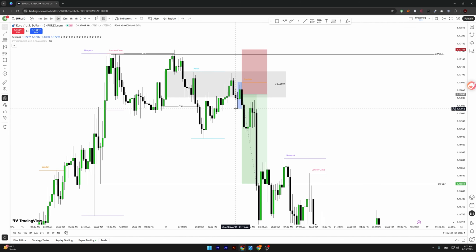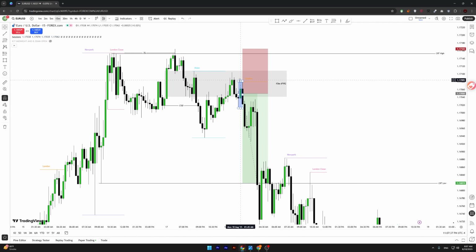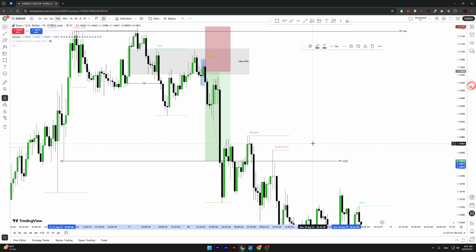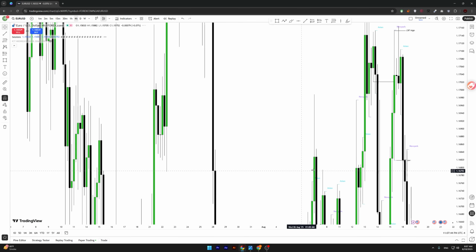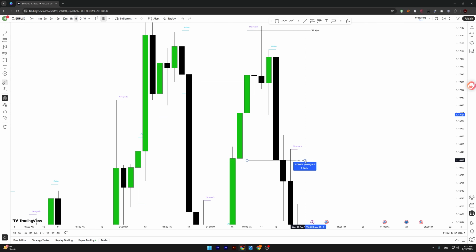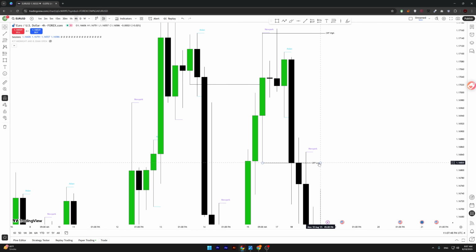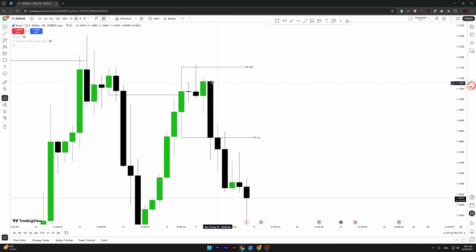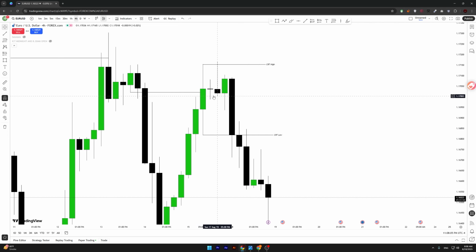First price printed this Judas swing before the London session, and then price came down and hit my target, which was the CRT low on the 4-hour time frame. This was my target. Basically this was my bias on the 4-hour: price swept this high, and the body candle closed in the body, right, and it was my key level.